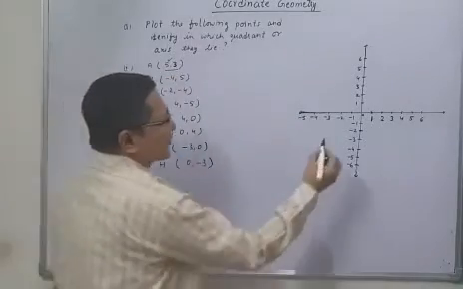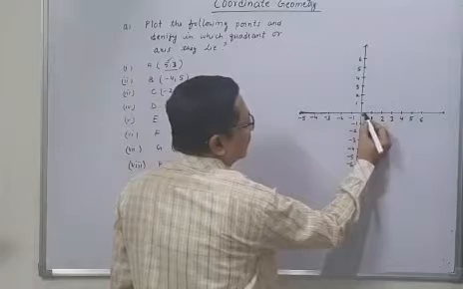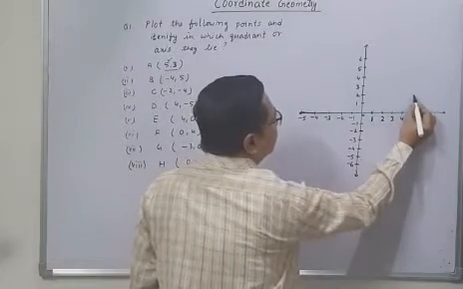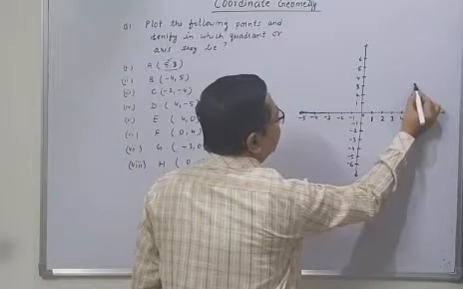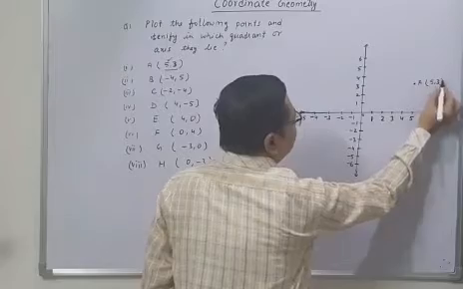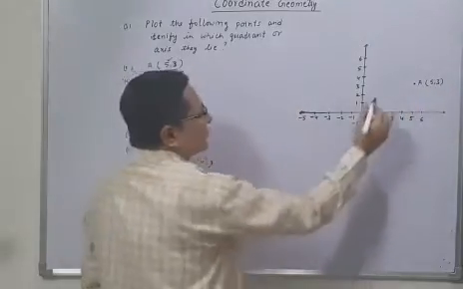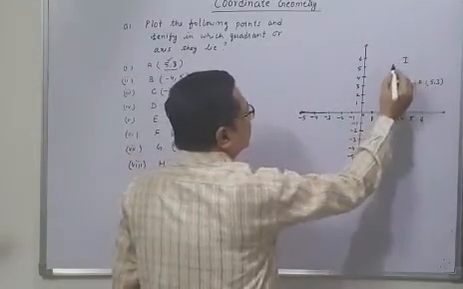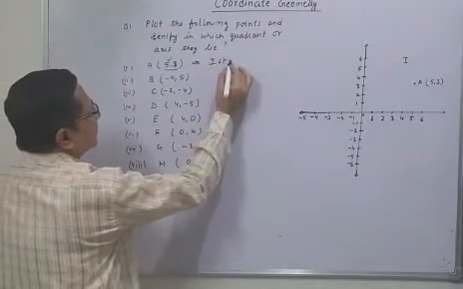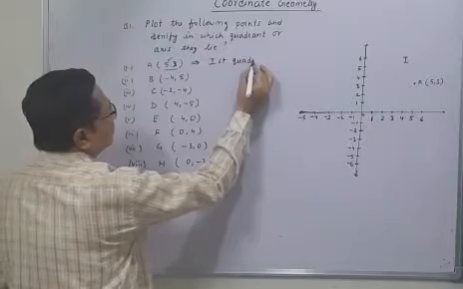So we take the coordinate of 5, 3. First we'll move towards the x axis 1, 2, 3, 4, 5, and then 1, 2 and 3. So this is the point A having the coordinates 5, 3. And as you can see, this is the first quadrant. So it lies in the first quadrant.